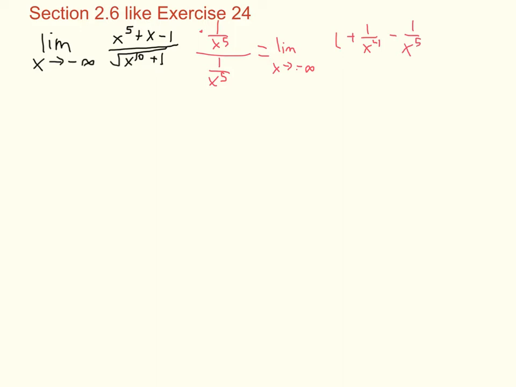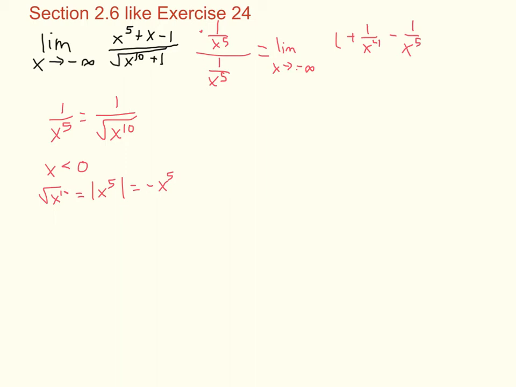Now on the bottom, we have to note that 1 over x to the fifth is equal to 1 over the square root of x to the 10th. If you want some further explanation on this, you can go to example 4 on page 134. But in this case, when x is negative, the square root of x to the 10th is equal to the absolute value of x to the fifth.